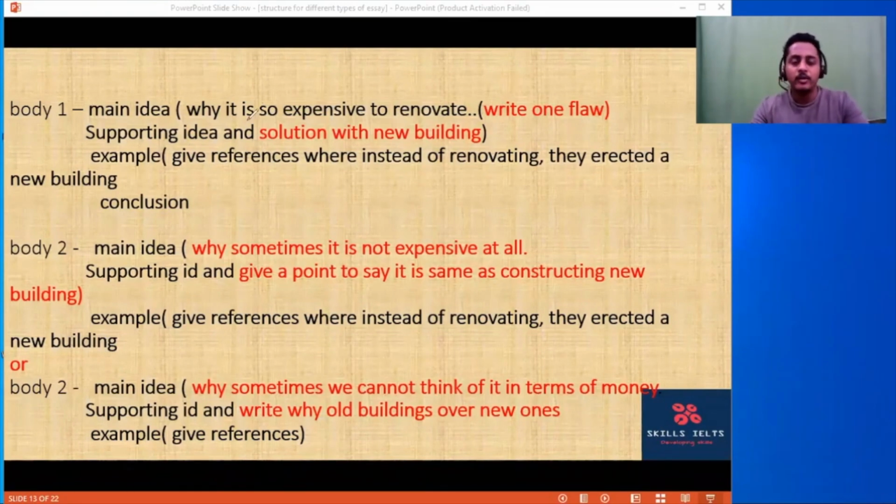So main idea, ditto as agree disagree. Why it is so expensive to renovate? Write one flaw. This can be overcome with a new building. Give references, conclusion done.